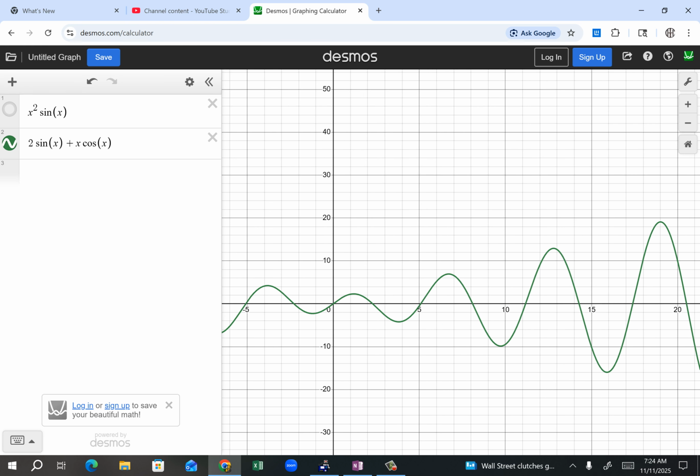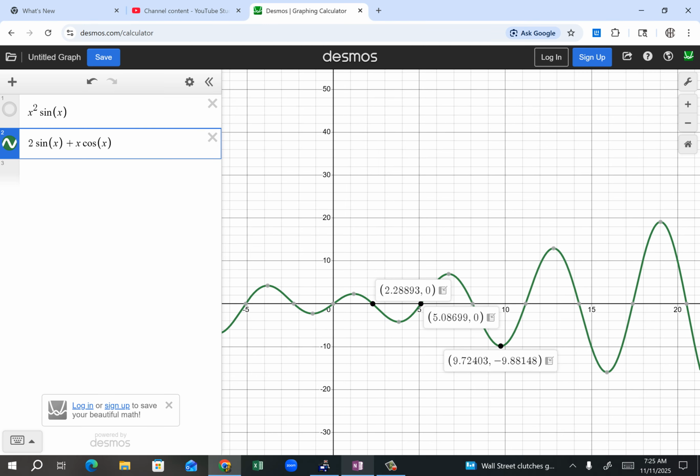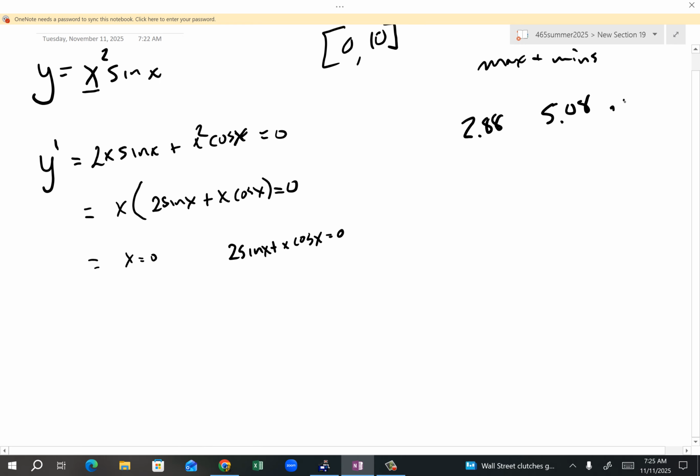There you go. And so you have zeros at 2.28, at 5.08, and 9.72. Okay, 9.72. These are where f prime of x equals 0. These are maxes or mins.